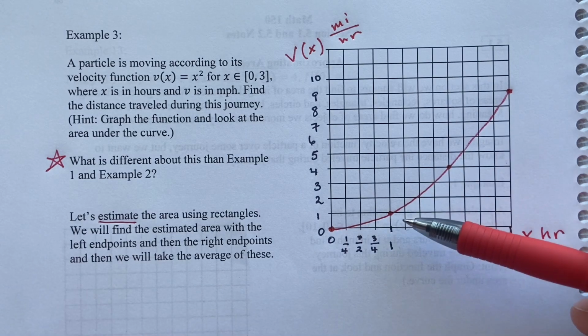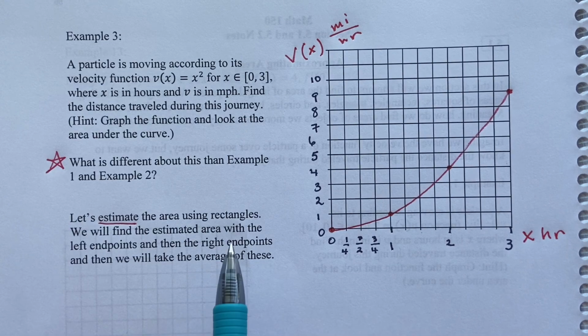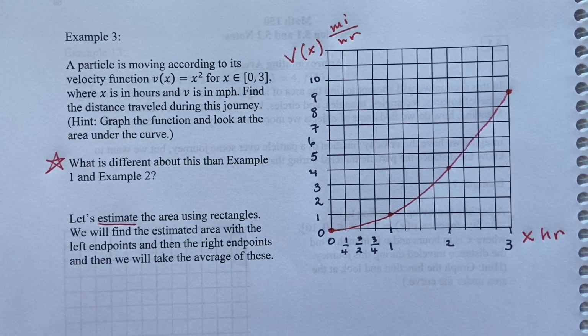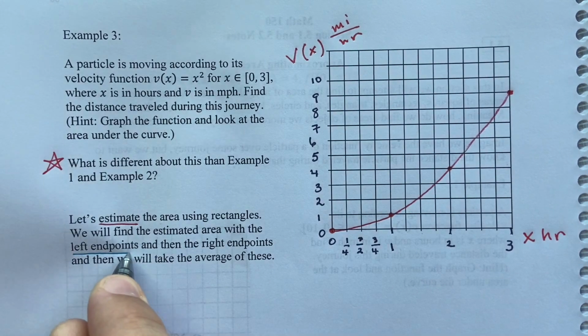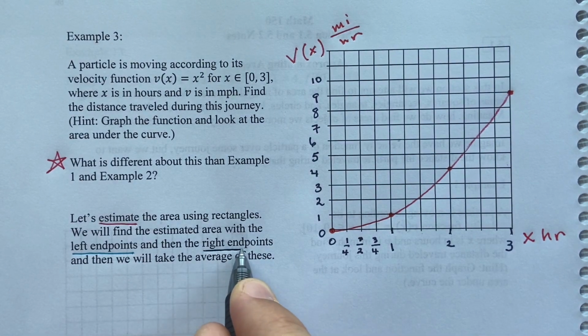So we're going to use some rectangles. I'll use 3 rectangles, and I'll estimate using those 3 rectangles. What it's saying to do is to first estimate with the left endpoints. So I'll do these left endpoints in light blue, and then I'll try to do these right endpoints in darker blue.